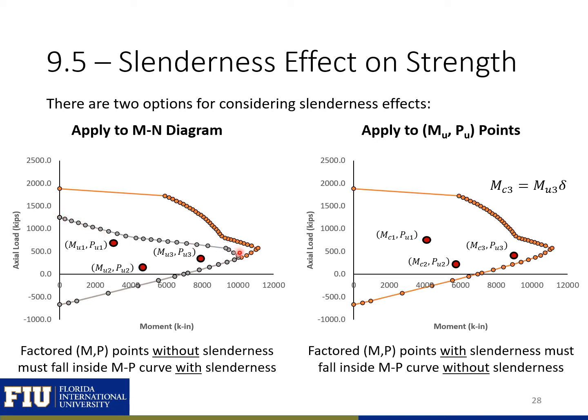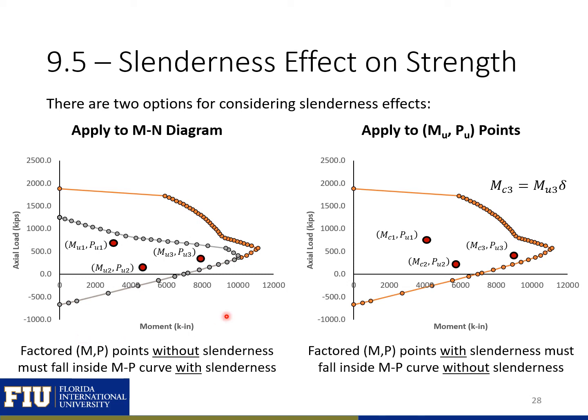So you can see then, you can consider your moment and axial load combinations, so your different load combinations that are factored, but not considering slenderness. And you need to make sure that these points fall within our MN diagram considering slenderness. So this is one option for taking into account our slenderness effects.